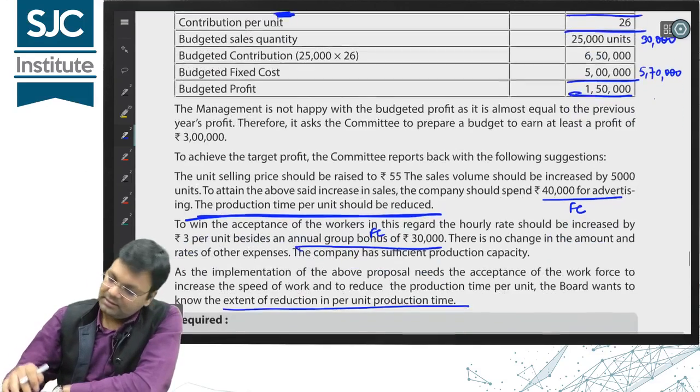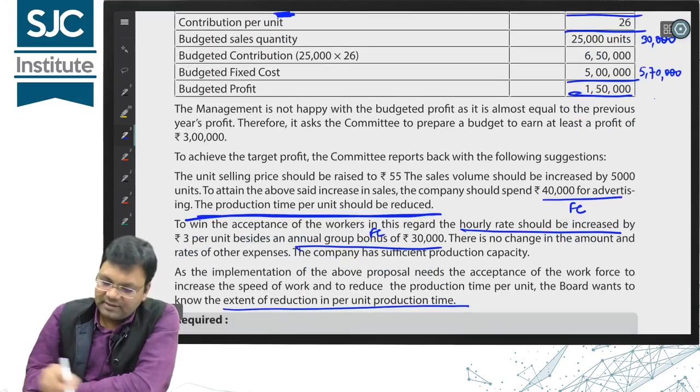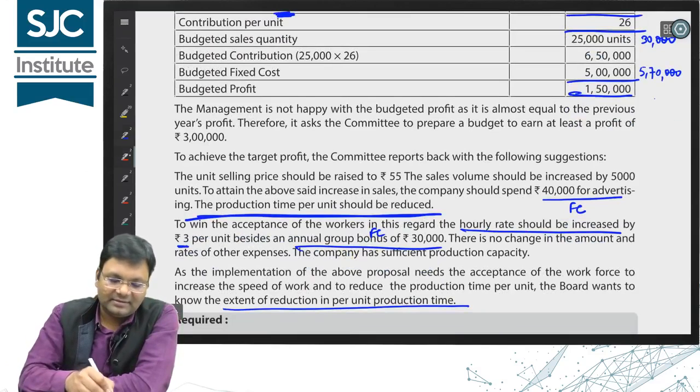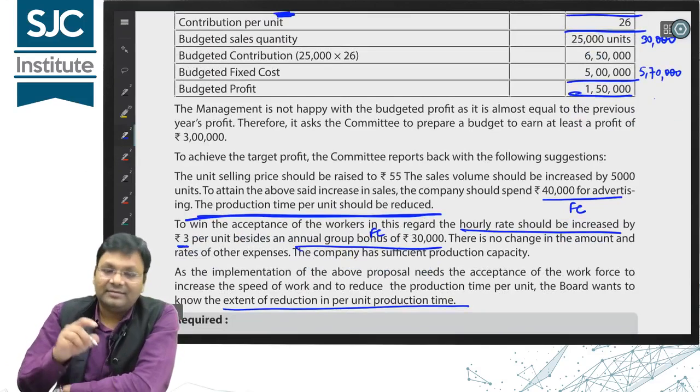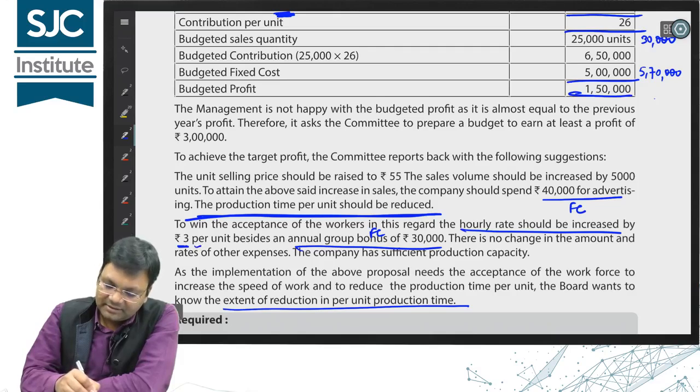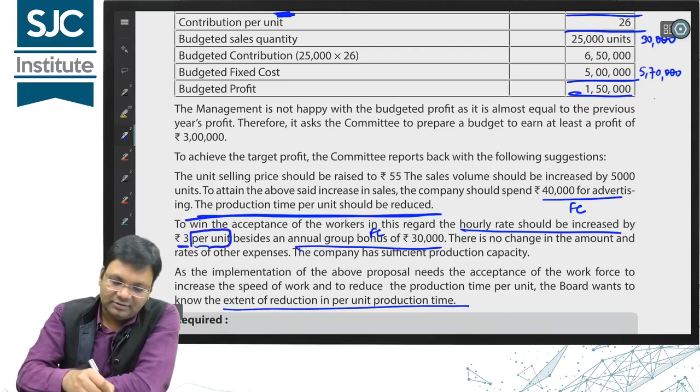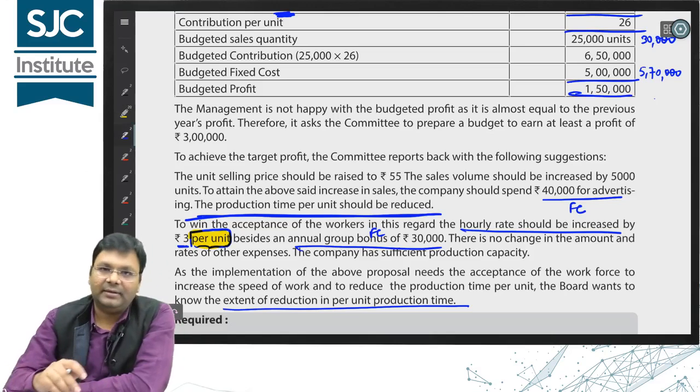Now here the hourly rate should be increased by rupees 3. It should be written just like this. There is some kind of misinterpretation with the per unit mention over here. This you should ignore. This has got nothing to do with it. Hourly rate means hourly rate.